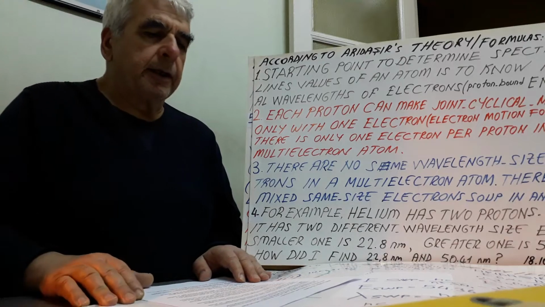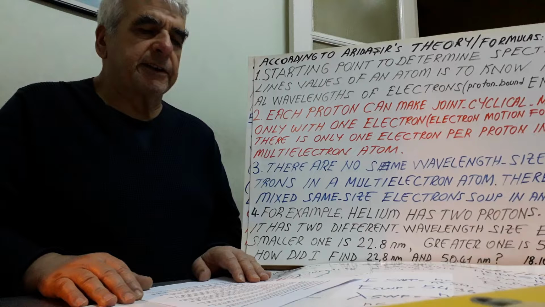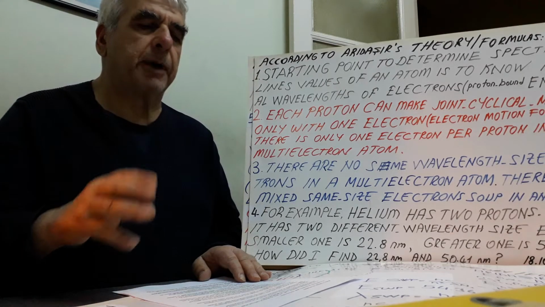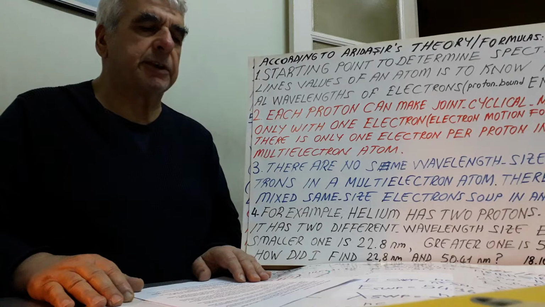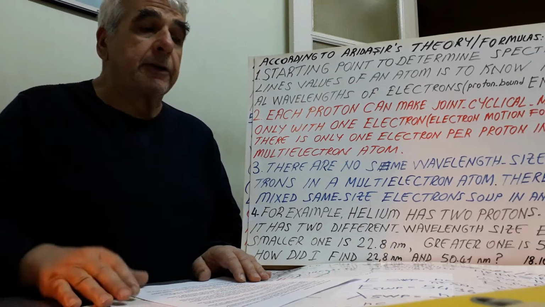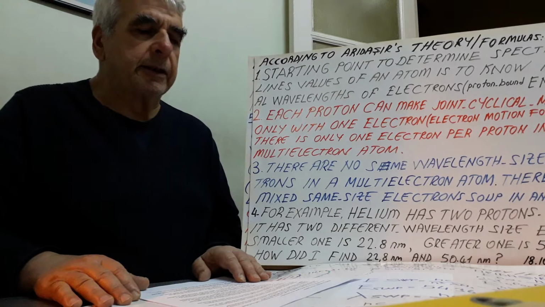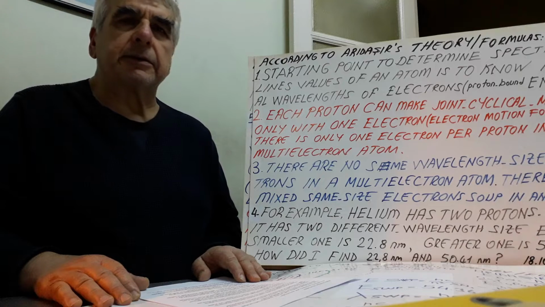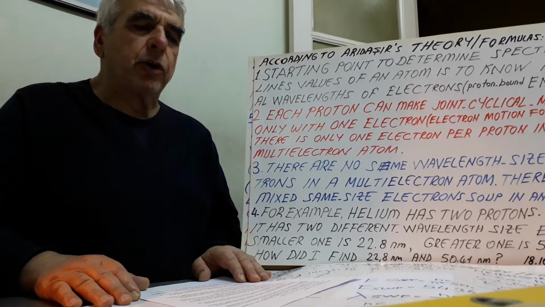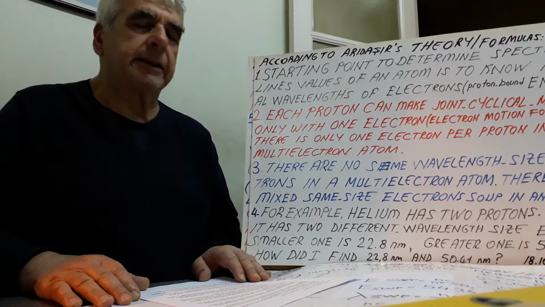3. There are no same wavelength size proton-bound free electron motion forms in a multi-electron atom. There are no same wavelength size electron in a multi-electron atom. There is no mixed same size electron soup in an atom.